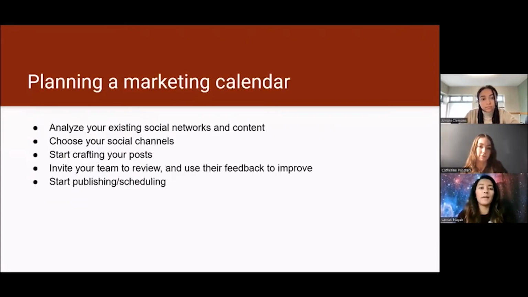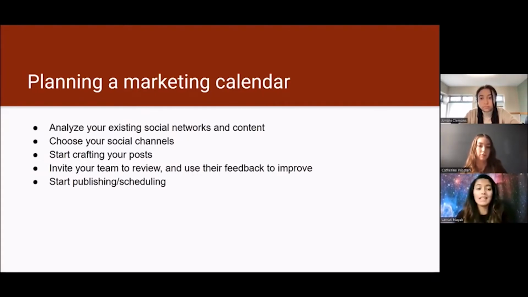So the first step in having a successful social media account is to plan a marketing calendar. There are 5 different steps to do this. The first step is to analyze your existing social network and content. This basically means take a look at all of the platforms that you currently use and look at the kind of posts that you've either done in the past or the posts that you would want to do in the future.